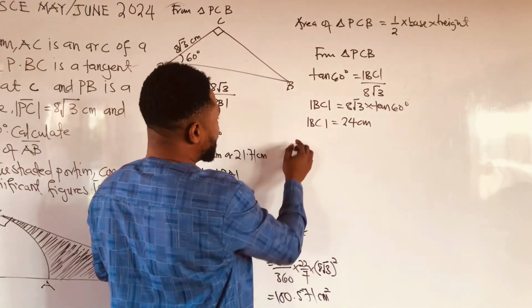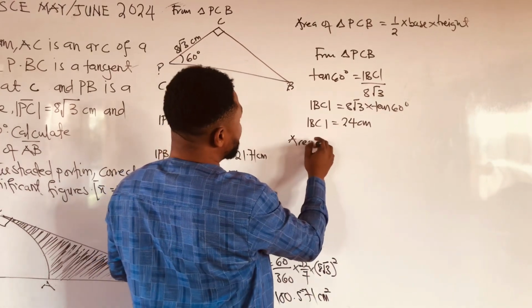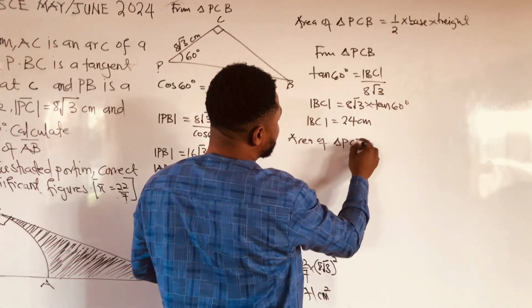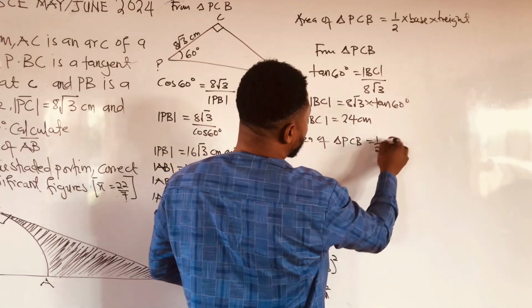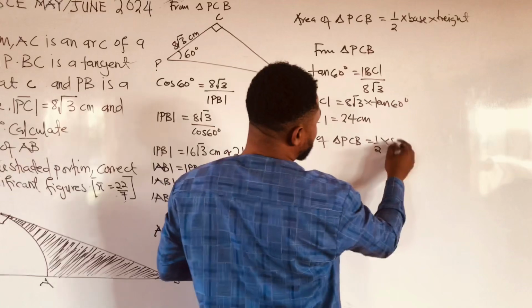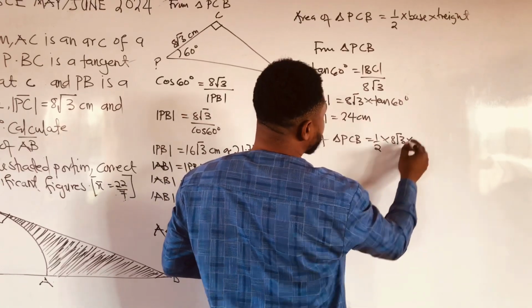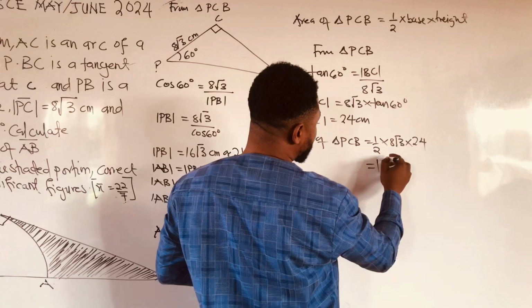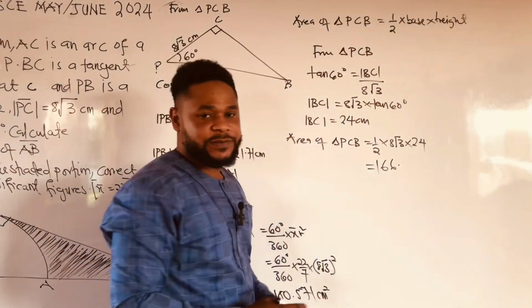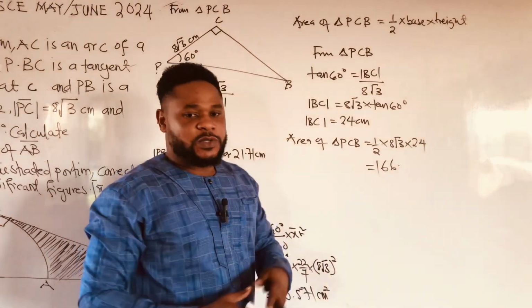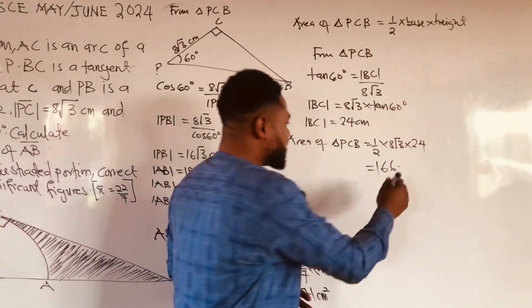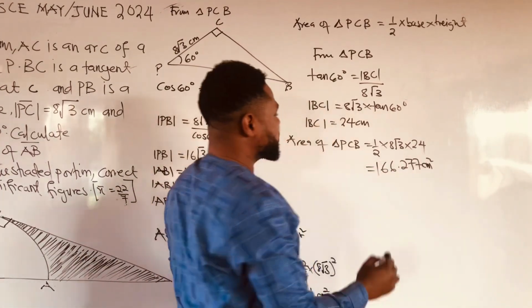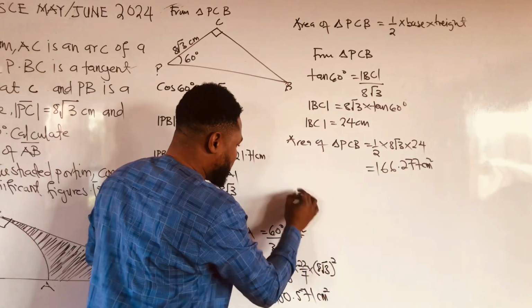All right. Therefore, area of triangle PCB will be equal to half the base 8√3 times the height 24, and that will give us 166 point, let's say, to 2 or 3 decimal place, 277 centimeter squared.